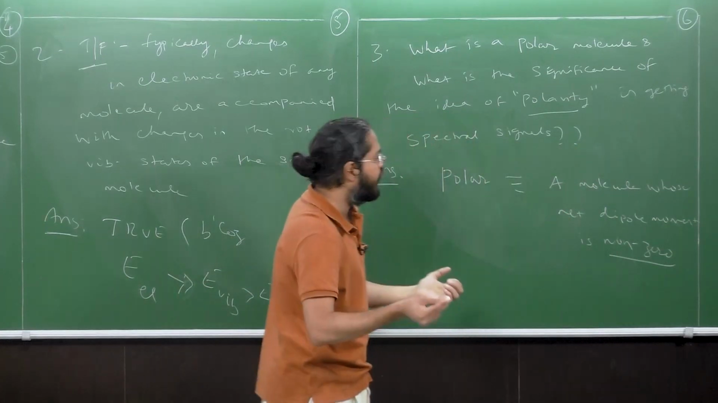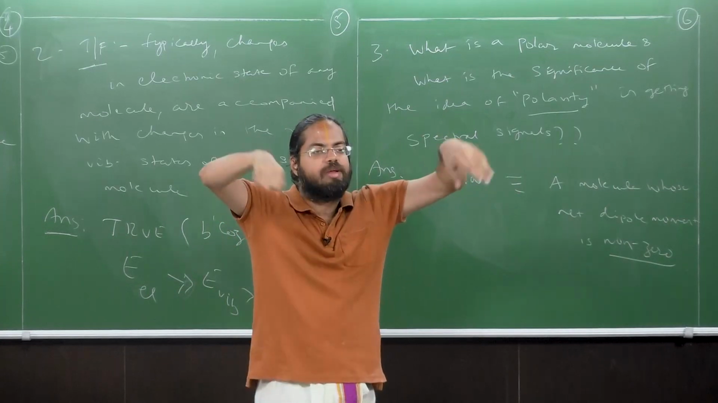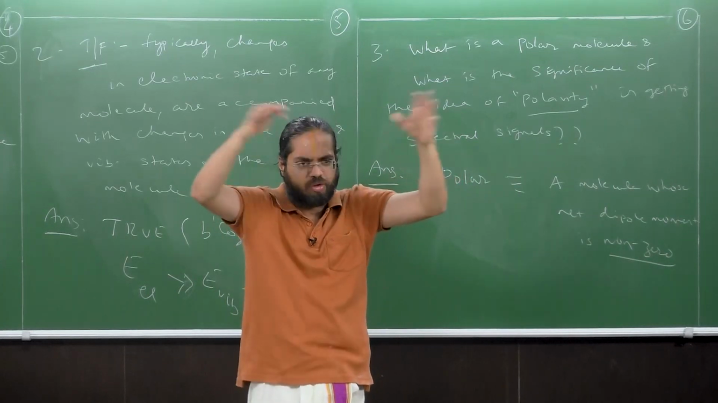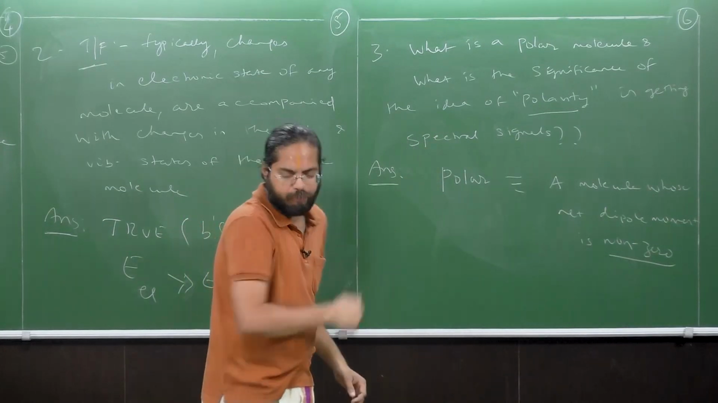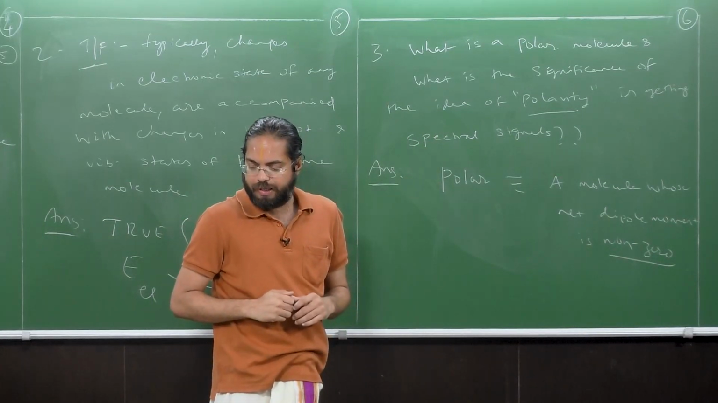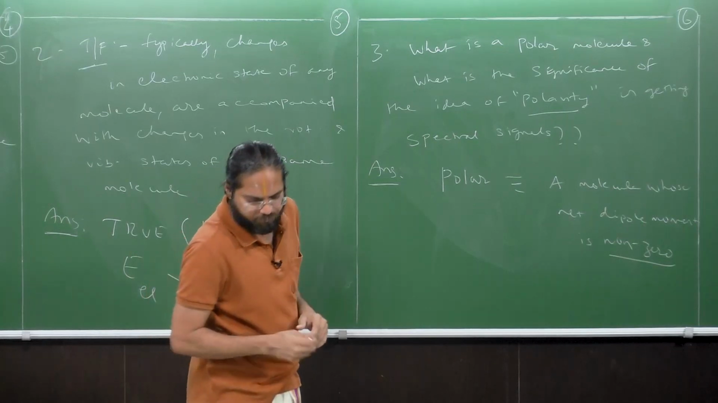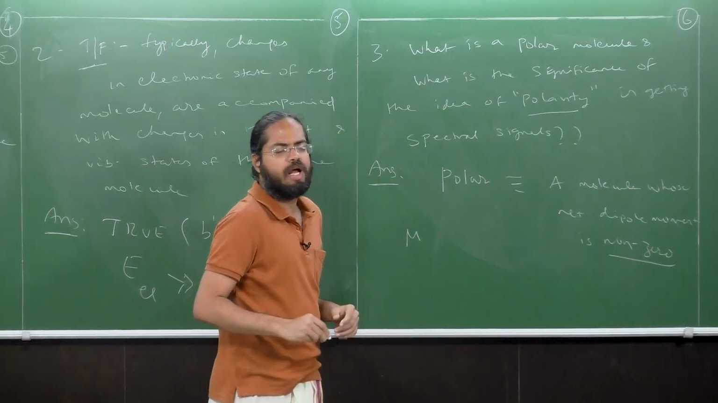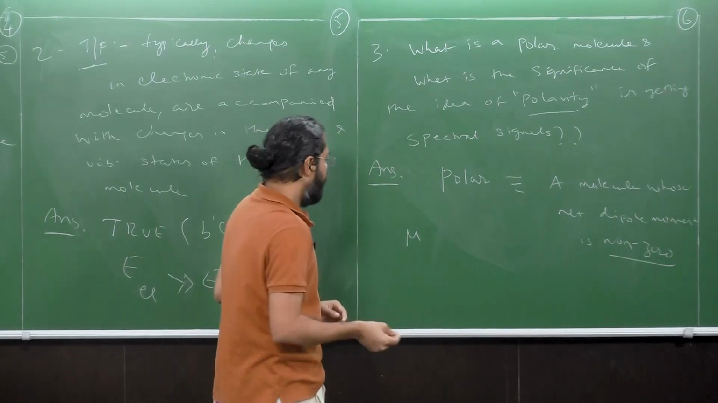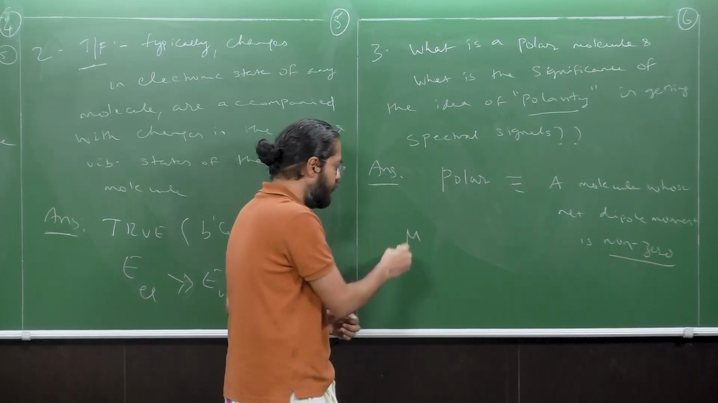Whenever you have any two point charges separated, or any charge distribution separated, which we assume to be some sort of point charge, separated by some distance, you have a dipole moment, which is given by the formula mu. I'm going to call this the magnitude of the dipole moment. It's a vectorial quantity.